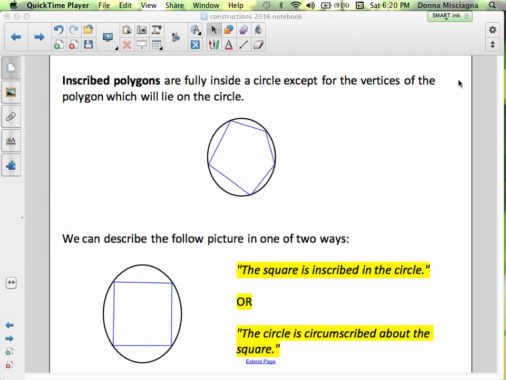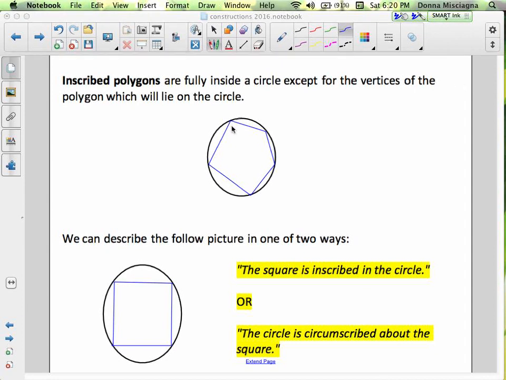Welcome back. Inscribed polygons are fully inside a circle except for the vertices of the polygon, which lie on the circle. So here we have an inscribed polygon, right?